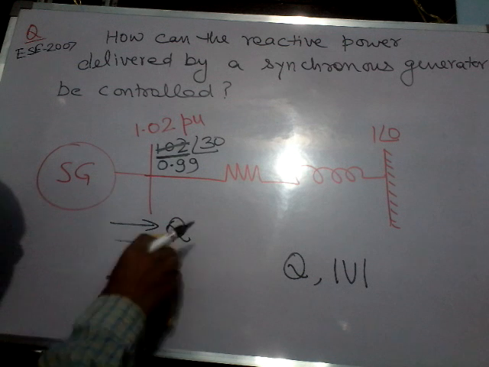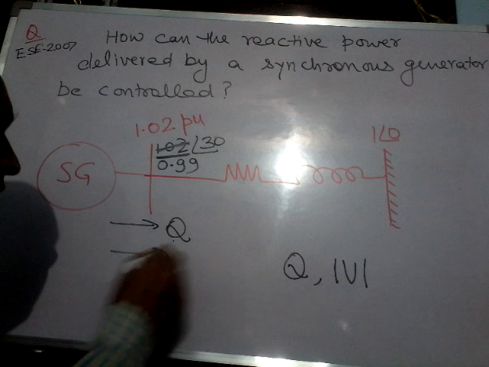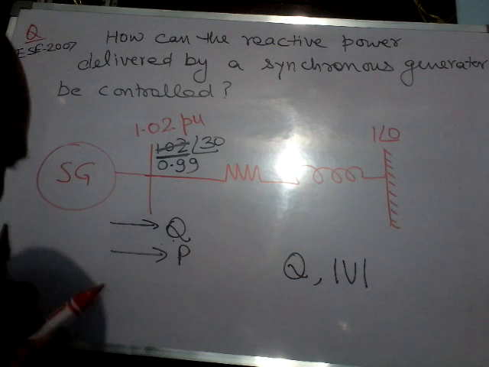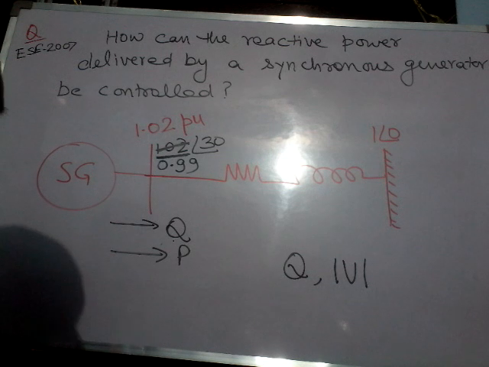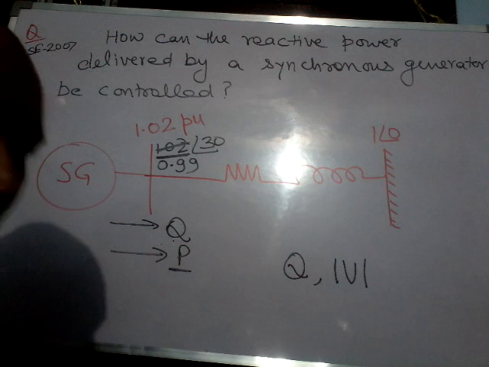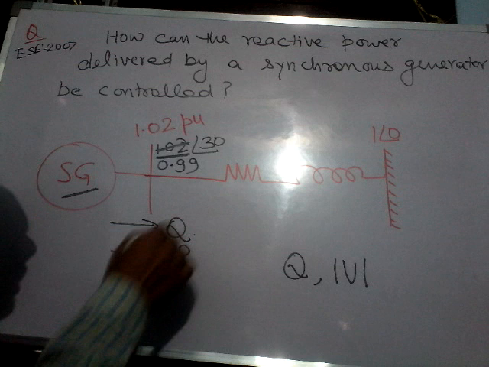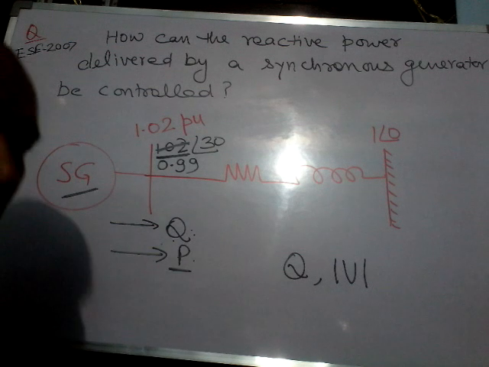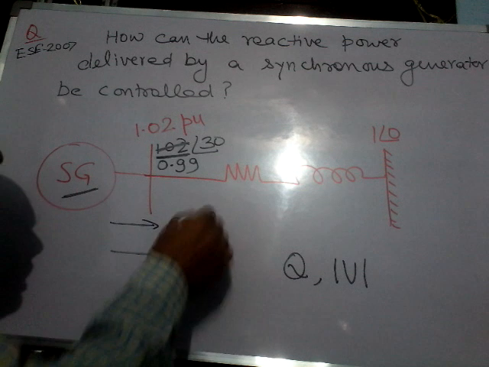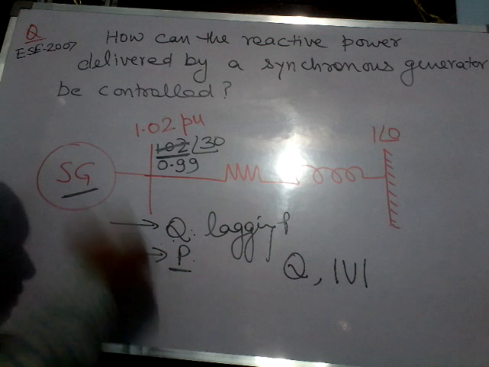One more thing: a generator will always supply active power. If it is running at high excitation, it will supply reactive power, and if the direction of P and Q is the same, then we say it is running at lagging power factor.